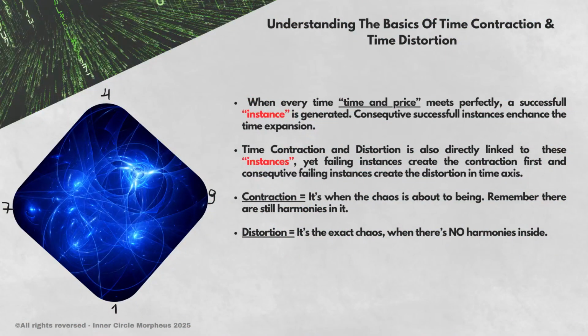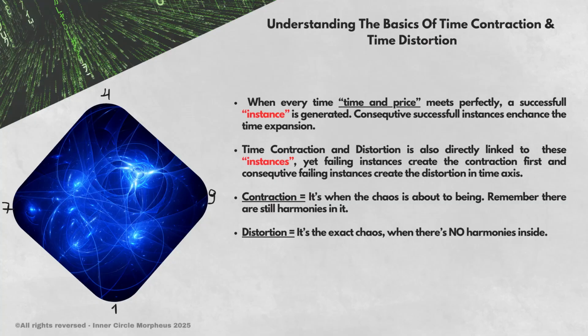Hi Neo. In this video, I'm going to be talking about the basics of time contraction and time distortion. We can say that time contraction is easier to spot compared to time distortion, and time distortion is harder to spot compared to time contraction, due to the source where they are originated from. That source is the instances, Neo. There are infinitive instances, and it's impossible to spot each one of them in the markets consistently.